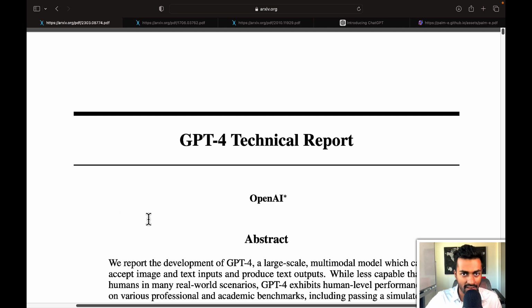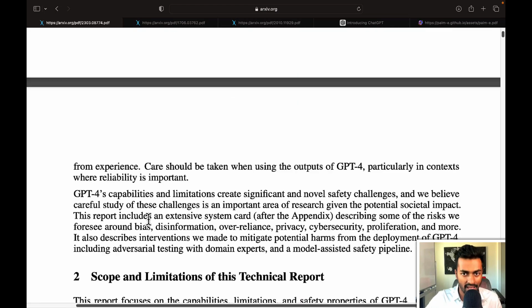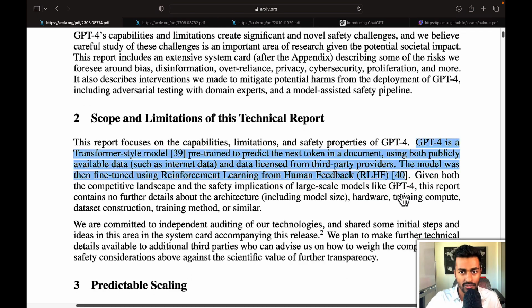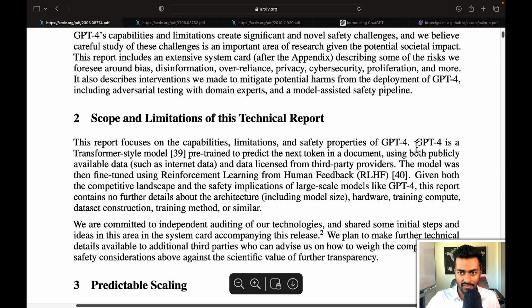So I'm in this technical report for GPT-4, and it looks like GPT-4 is a transformer-style model that is pre-trained to predict the next token in a document using publicly available data, such as internet data, and data licensed from third-party providers. The model was then fine-tuned using reinforcement learning from human feedback, that is RLHF. Let's break this definition down, starting with GPT-4 is a transformer-style model.